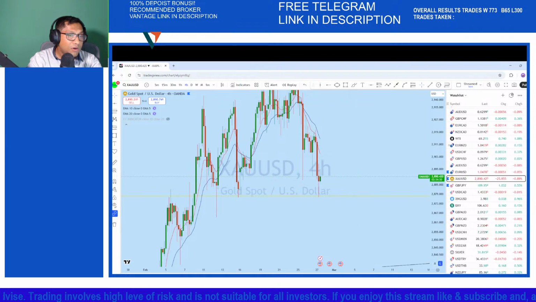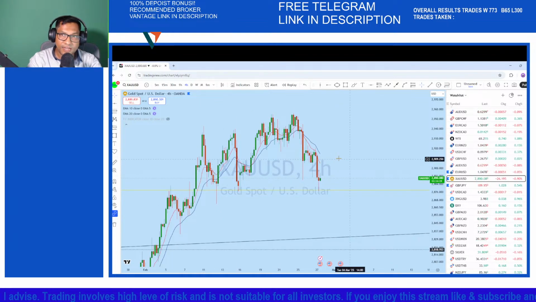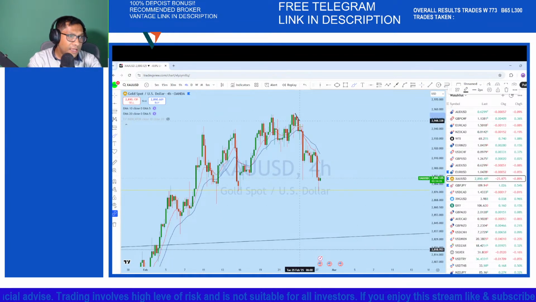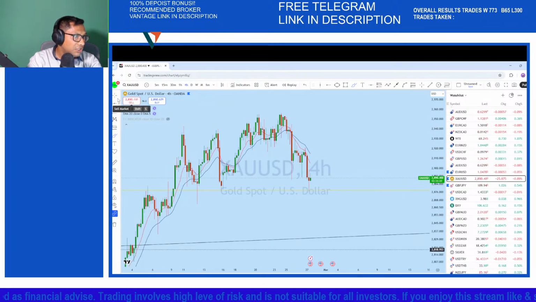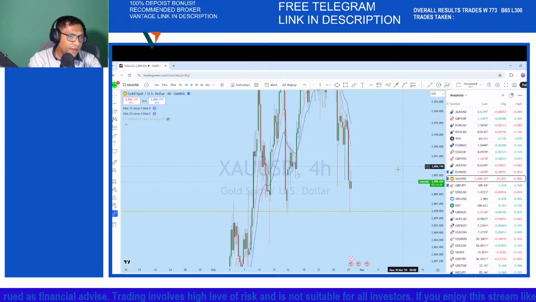And this is the 4-hour chart where we can see how the market is forming a big drop, pullback, sideways, another drop. So in that area we'll be waiting for XAUSD to potentially drop.